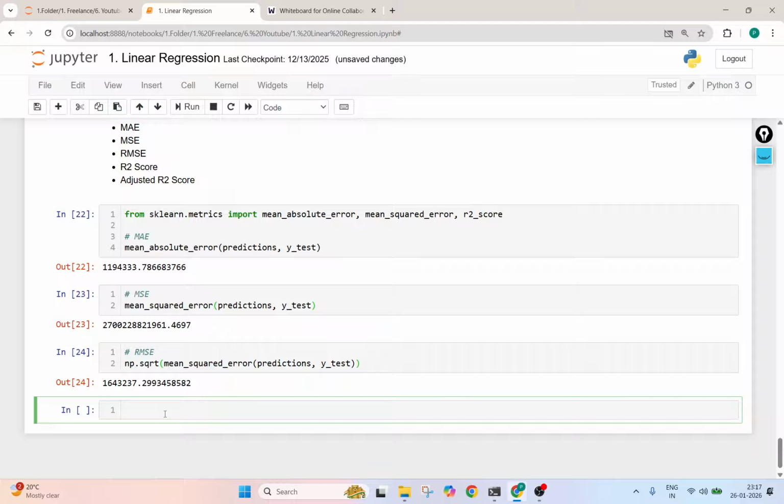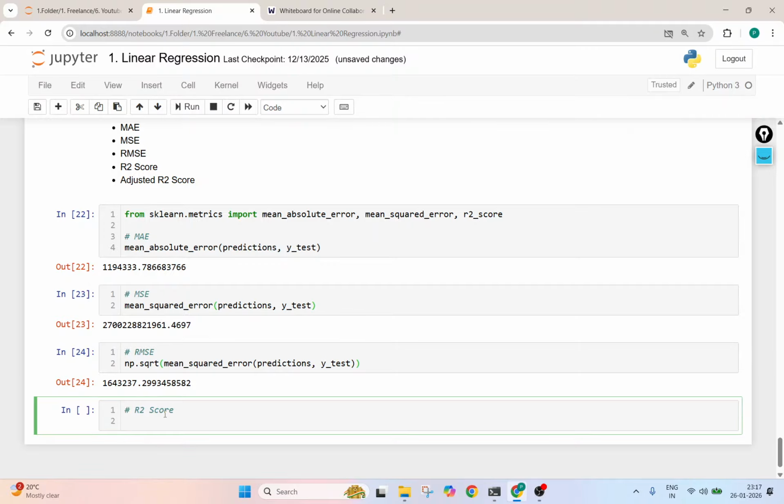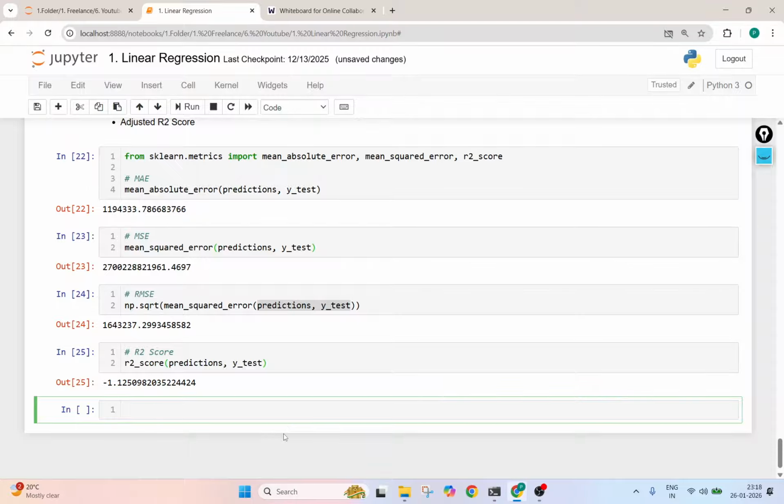But let's go ahead and try to find the R2 score, right? So I'll say R2 score. So here I'll say R2 score of predictions and y test. Okay, so it gives me a negative value. That is, it says your model is even poorer than a mean model. So you need to change your model immediately.